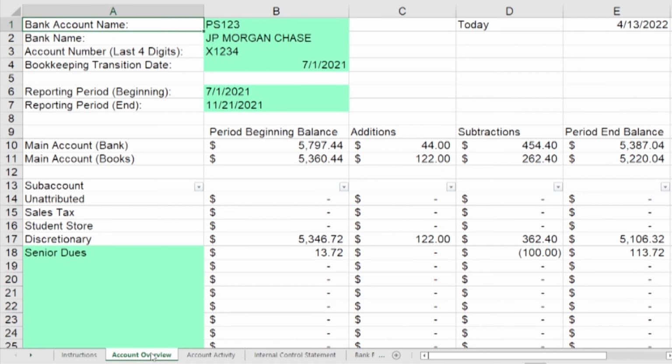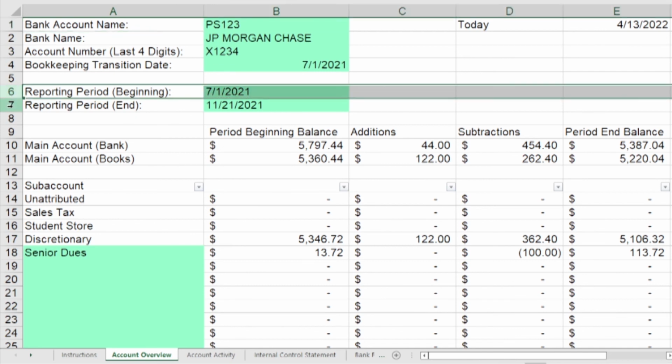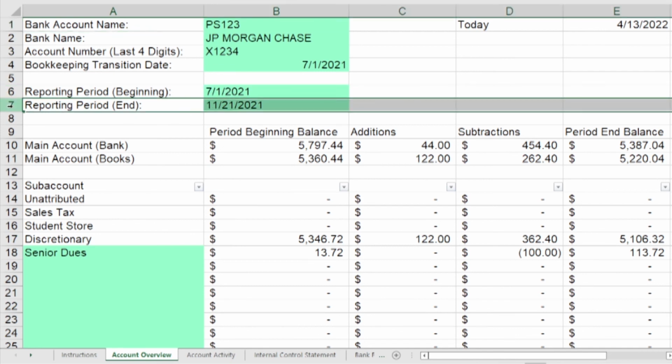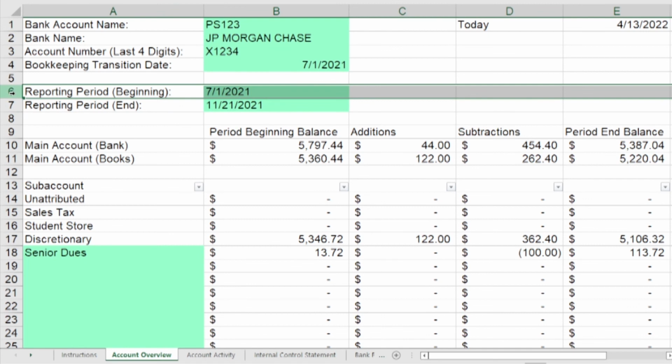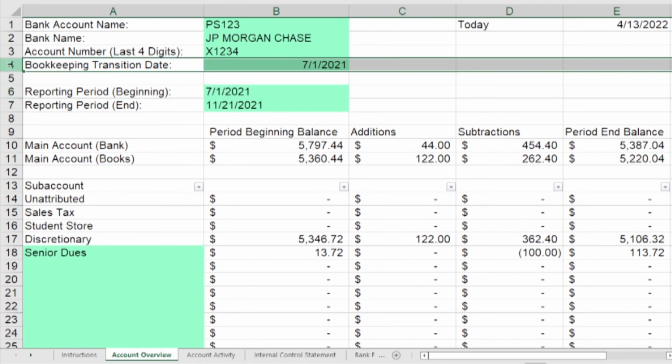This is an image of what the Account Overview tab looks like once we have input transactions in the Account Activity tab. In rows 6 and 7, we have the option to input desired time periods to generate a report or overview for the determined period of interest. Please note that the date in row 6, the beginning date, can never be before the transition date. Otherwise, it is customizable.